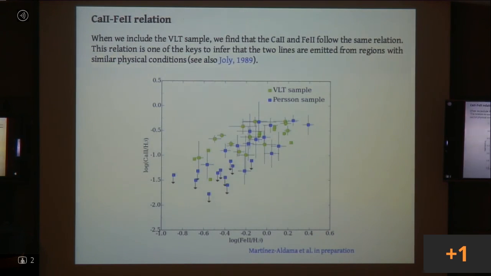Anyway, the first result is that we did confirm totally with this sample that there is a correlation between the emission of iron 2 and calcium 2. They follow exactly the same relation, and from this we can infer that the two lines are emitted from regions with similar physical conditions, which was pointed out by Monique Joly as early as that, well, or at least suggested.